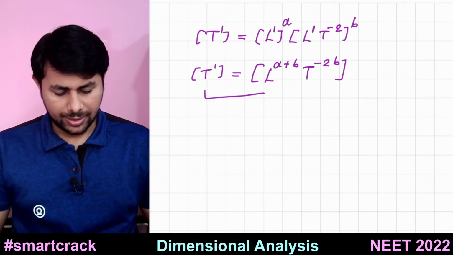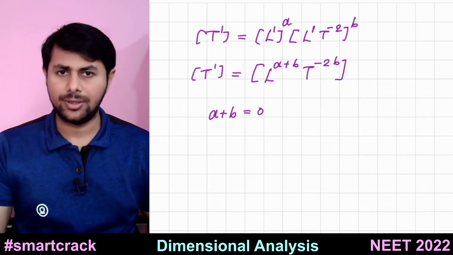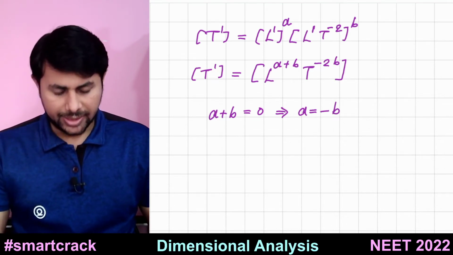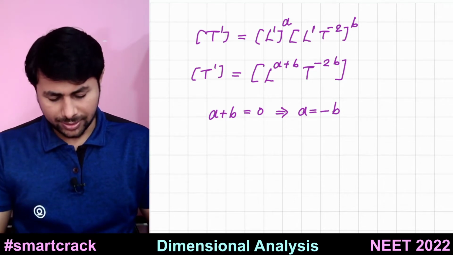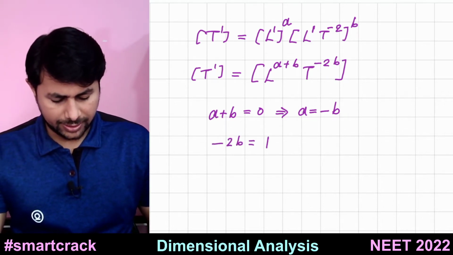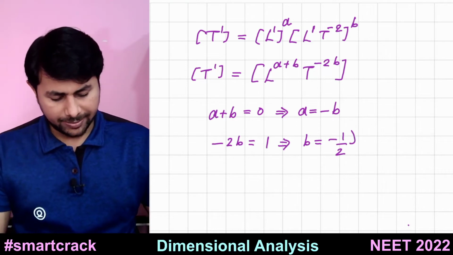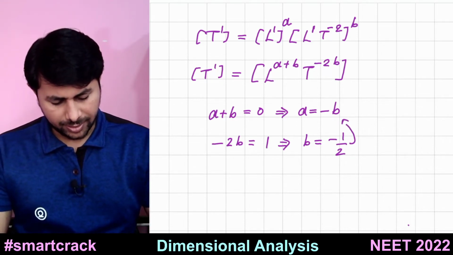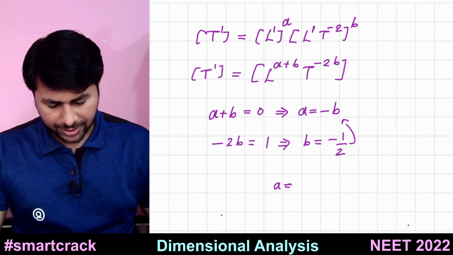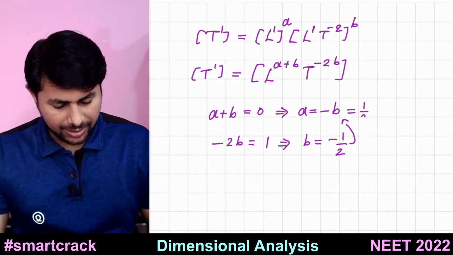Okay. So comparing the dimensions on the left hand side and right hand side, what do we get? We get A plus B equals 0. That's one relation. That is A equals to what? Minus B. And the power of T on both sides should be equal. So this 1 should be equal to what? Minus 2B. So minus 2B equals 1. That means B equals, if we take that minus 2 to the other side, minus 1 by 2. And if we substitute that over here, what do we get? We get A equals to, I will just write it here, minus of B, which is minus 1 by 2. So A equals 1 by 2.